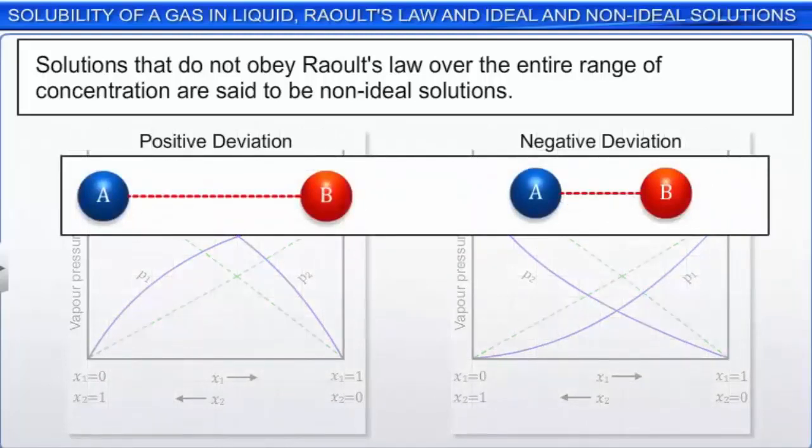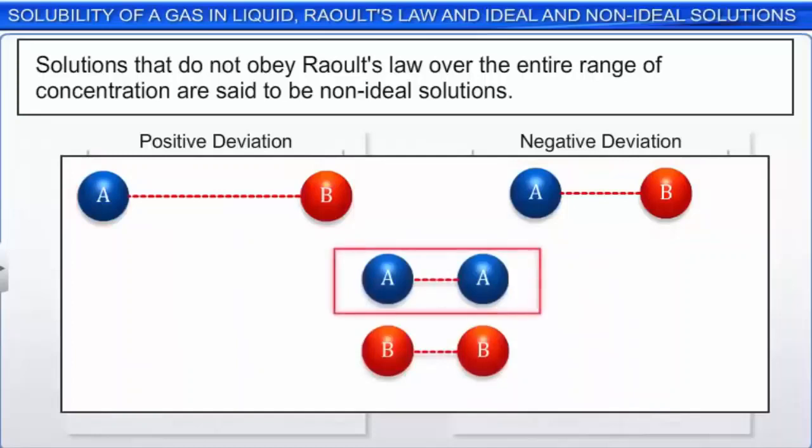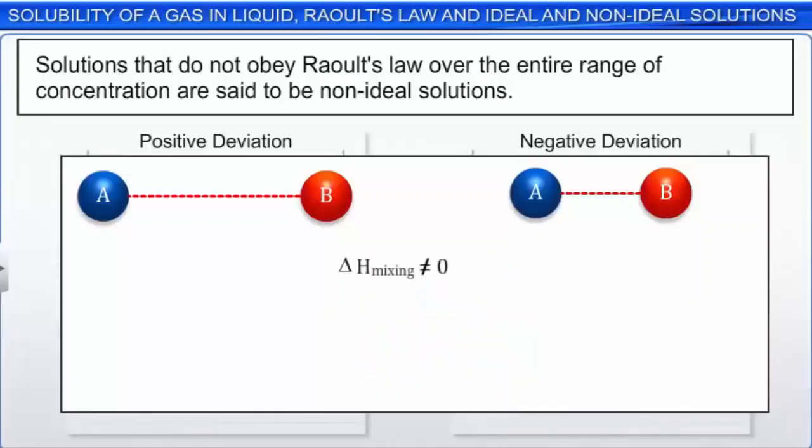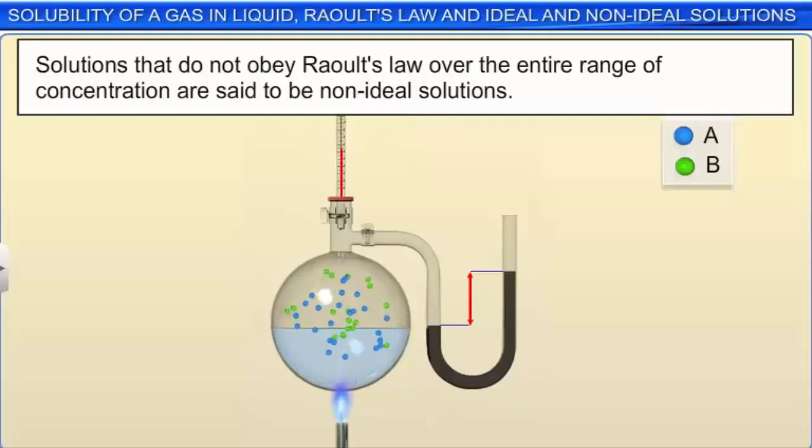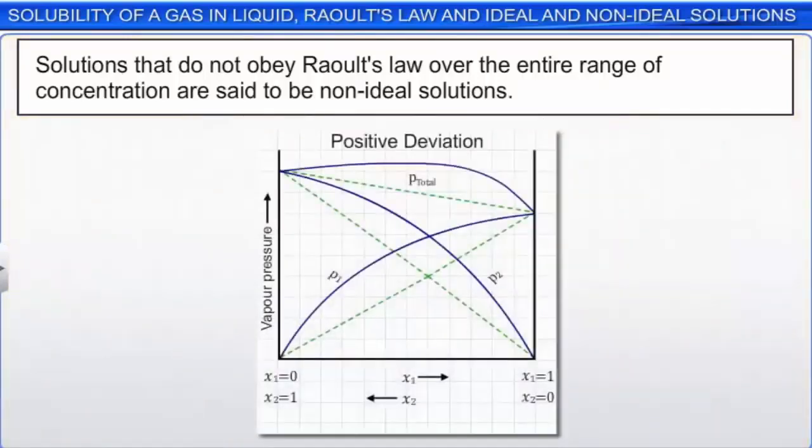For a non-ideal solution, the magnitude of AB interactions is not the same as the magnitude of AA and BB interactions. Also, delta H mixing is not equal to 0 and delta V mixing is not equal to 0 for such solutions. If the magnitude of AB interactions is weaker than the magnitude of AA or BB interactions, then this implies that such solutions have a higher tendency to escape in the vapor phase and will show a higher vapor pressure. Such solutions are said to exhibit positive deviation from Raoult's law.